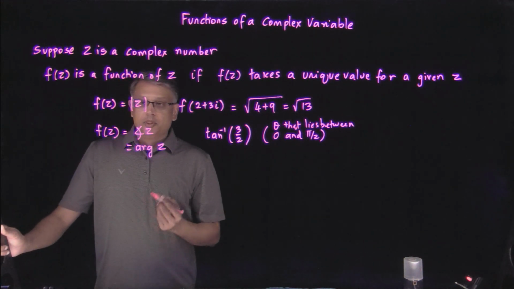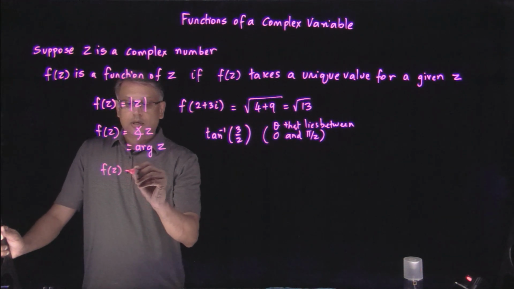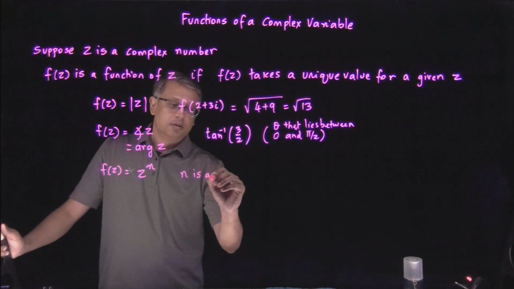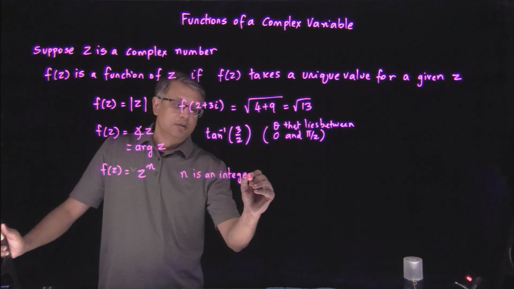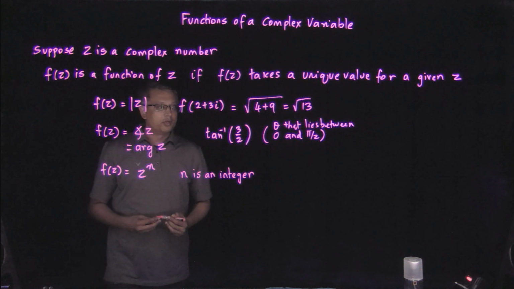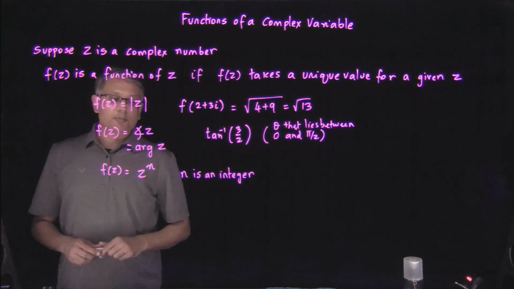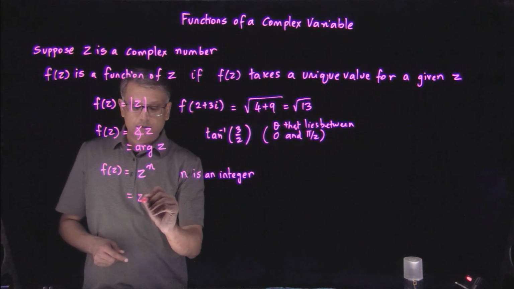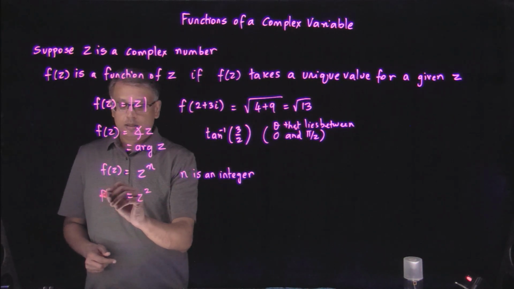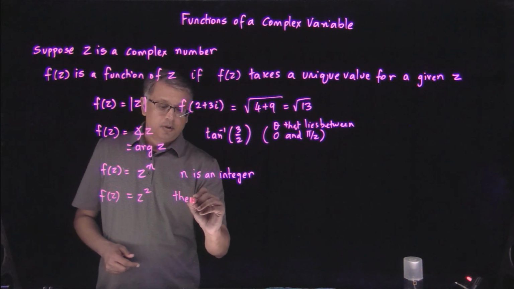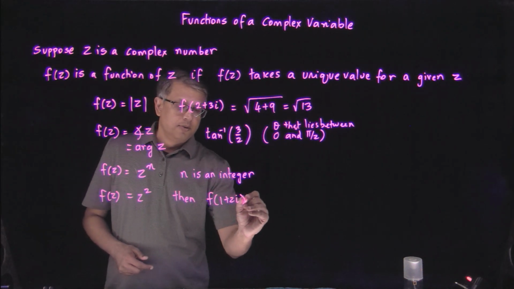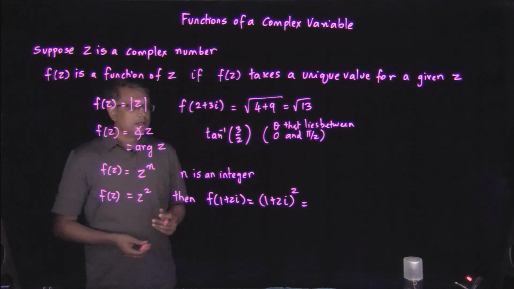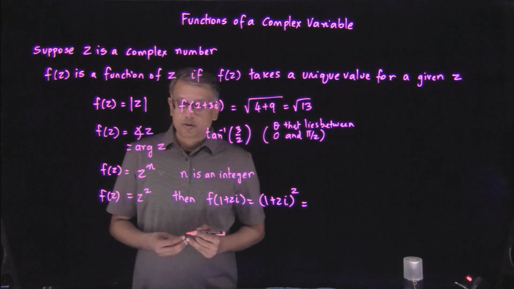In other examples, you can have z to the n, where n is an integer. So 1, 2, 3, and so on and so forth. And these are all functions because, if we say n is 2, for example, if f of z is z squared, then if I take f of 1 plus 2i, that is simply 1 plus 2i squared, and that's a unique complex number. You can evaluate it, and that's just going to give you some number.